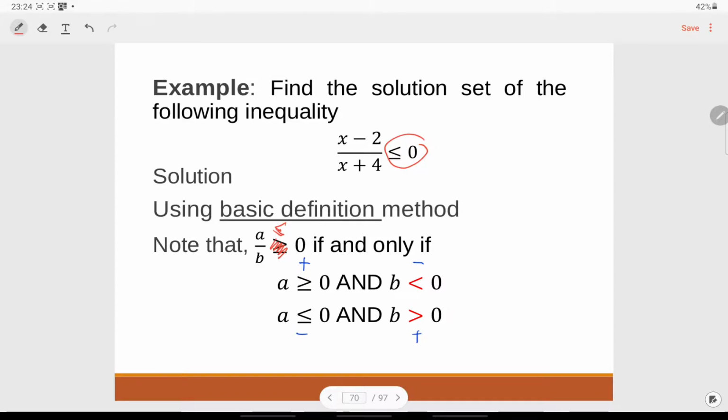So now A over B is less than or equal to 0 if and only if A and B have different signs. If A is positive, make sure B is negative but without the equal sign. If A is negative, make sure B is positive, again without the equal sign.